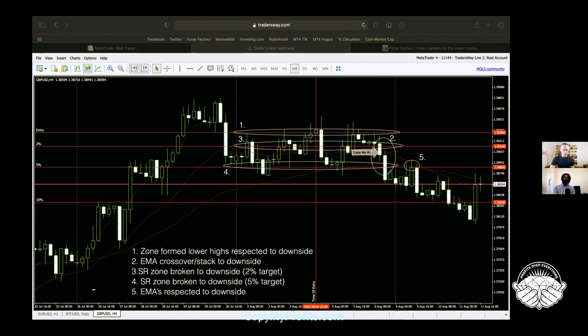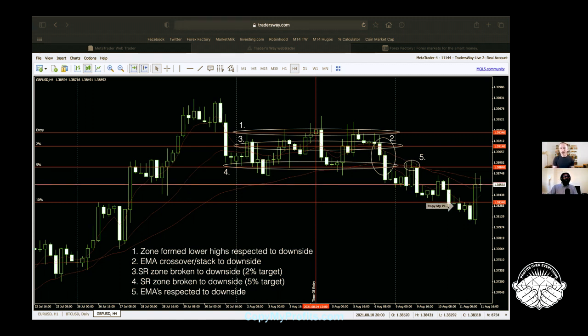Reason number 4, another SIR zone was broken to the downside, which was our 5% reward target. So you can see right here, we had this zone being formed. We actually broke out of that with this nice bearish candle right here, giving us further confirmation to the downside. Reason number 5 is the EMAs respected to the downside. So you can see right here, when we had this push down, we came back up and respected the EMAs and came down even further until we hit that 10% reward target.